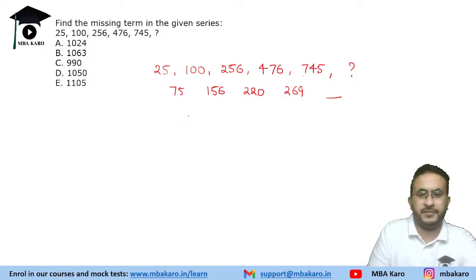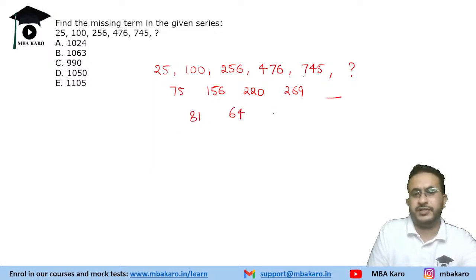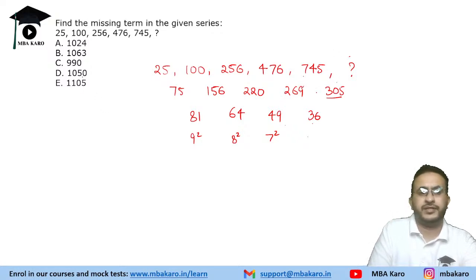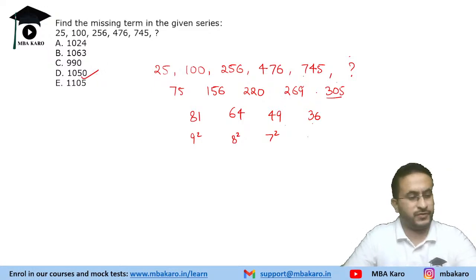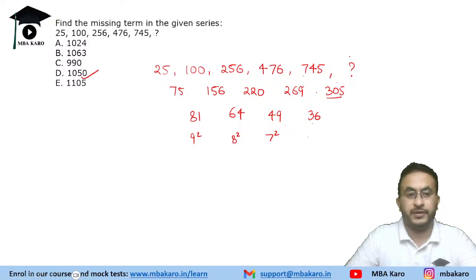So single difference से नहीं बना, double difference if you take, this is 81, this is 64, this is 49. So 9 square, 8 square, 7 square, next difference is 36, right? So 36 means 305 and 305 इसमें ऐड करो 1050. So answer is 1050. Okay, so 1050 is the right answer.